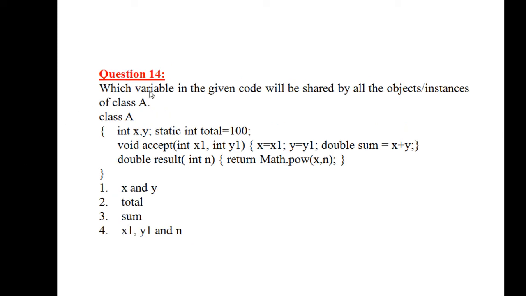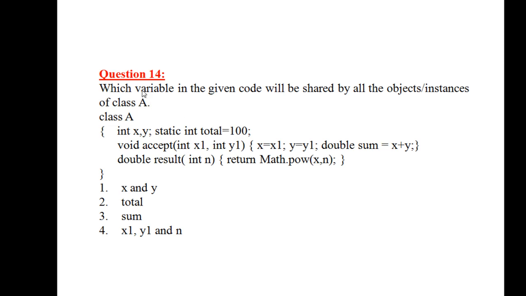Question number 14. Which variable in the given code will be shared by all the objects or instances of class A? Every object that comes out from class A will have a variable which will be shared by all. So the right answer is, this is our instance variable. Every object will have one, but one copy of this variable will be shared by every object.